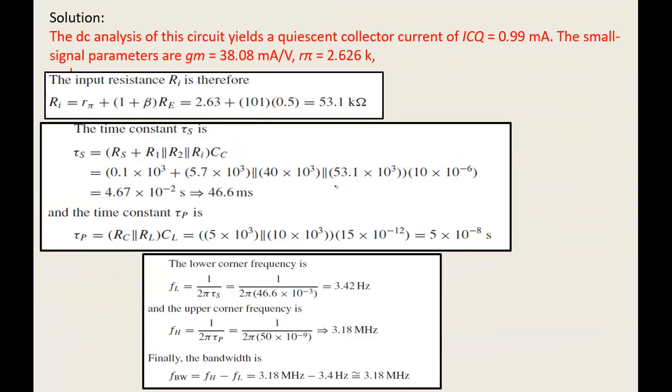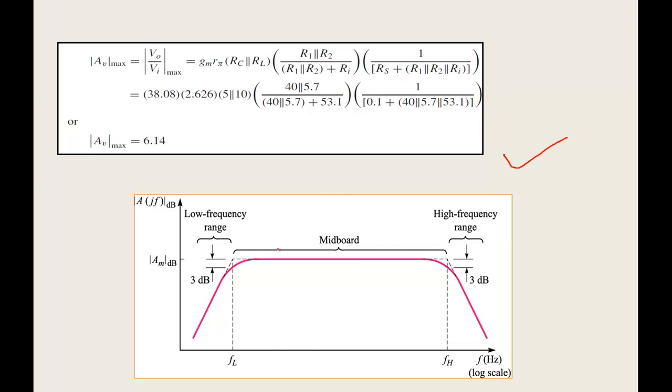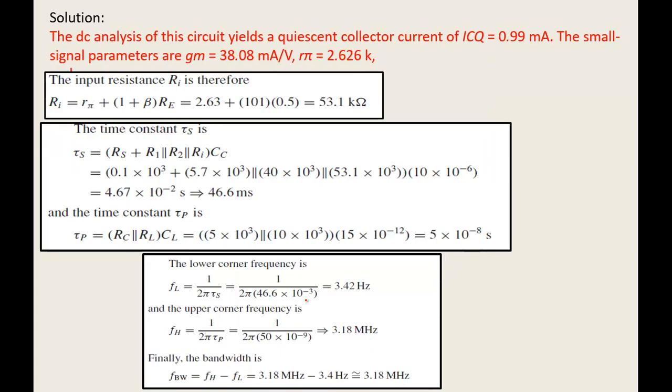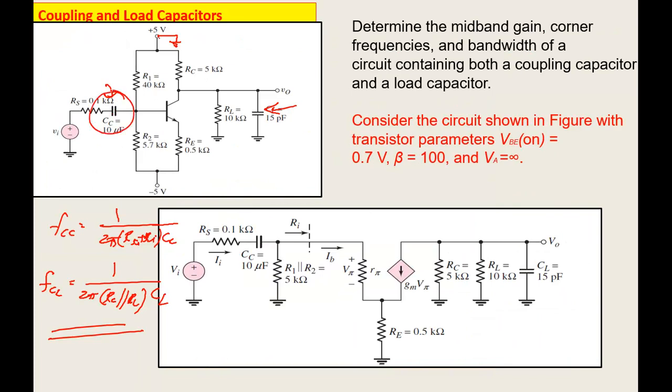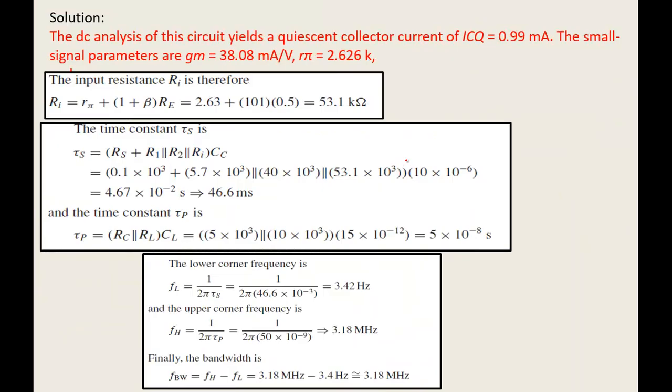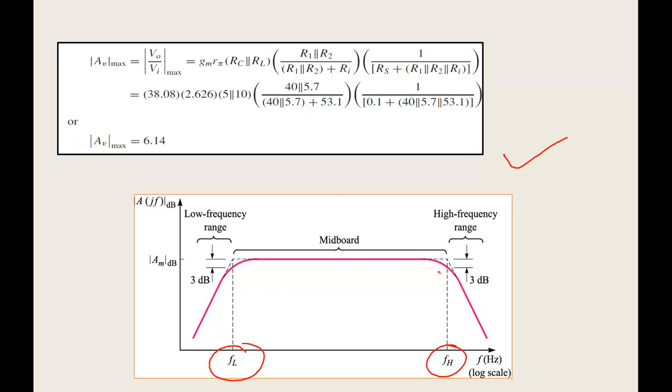Okay, fine. Okay, so now once you have known that FL and FH, FL is due to the coupling capacitor at the input side. This is due to FL and this is due to your FH. So you can draw the graph like this. Fine.